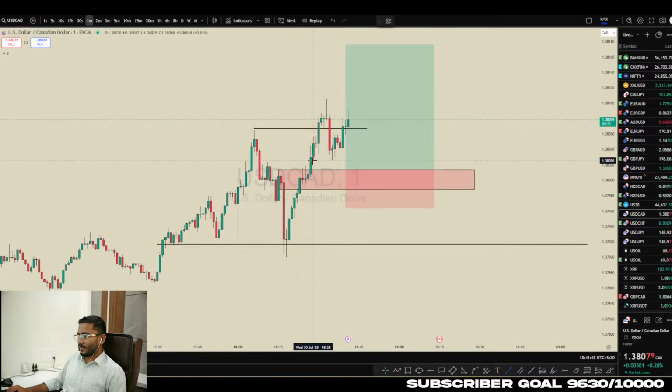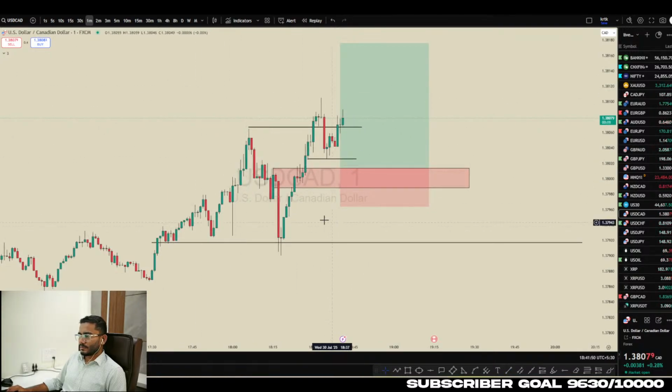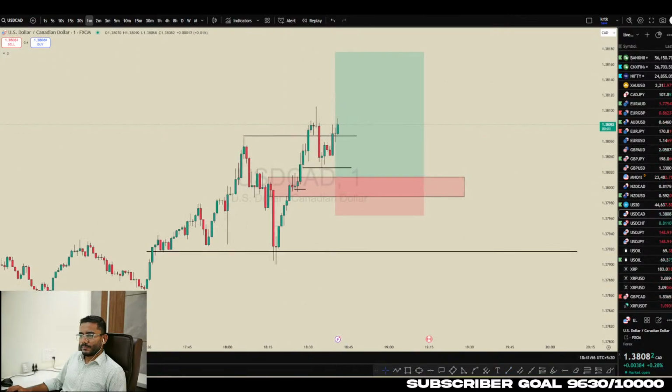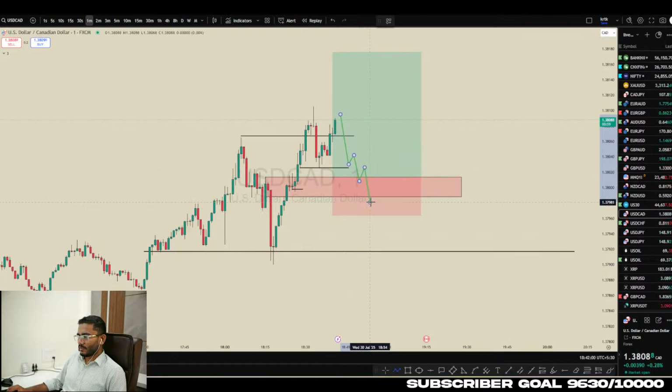Price has created this liquidity, and this is the candle which swept the previous low. We want price to come slowly at this order block, and then we can look for a buy side entry.